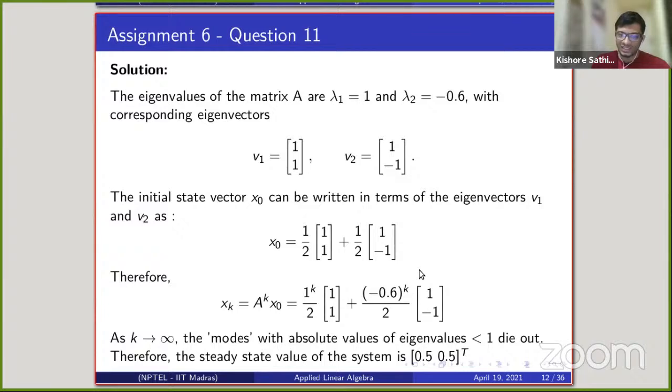We can see easily that if you multiply anything less than 1 infinite times, it will just keep on shrinking to 0. Minus 0.6 times minus 0.6 will be 0.36, and then you multiply another 0.6, that will become smaller and smaller. As you multiply more and more, it just goes to 0. 1 raised to k stays as it is. So as k tends to infinity, the second term simply vanishes, and we are left with half times (1, 1), which is (0.5, 0.5). And that's it, that's our answer.